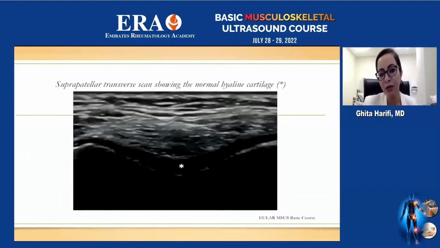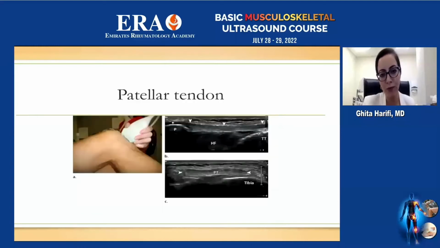Now, on a transverse view, this is a suprapatellar scan showing the normal hyaline cartilage, as I showed you before. And this is also a very important scan to appreciate cartilage abnormalities, going from osteoarthritis to metabolic diseases and so on. Now, that was the anterior knee in the suprapatellar part.